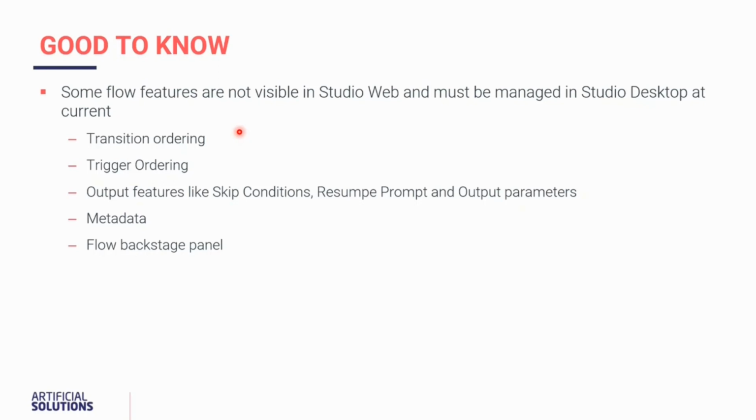Okay. Output features such as skip conditions, resume prompt, output parameters, those are not displayed either in the web. So you again go to the desktop if you need to work with those. Metadata is not displayed either, and everything that is, say, backstage, the flow backstage panel, is not displayed either. So for instance, you cannot run a flow auto test. So everything that has to do with testing features, same as solution, basically, you have to do inside the Studio desktop right now.